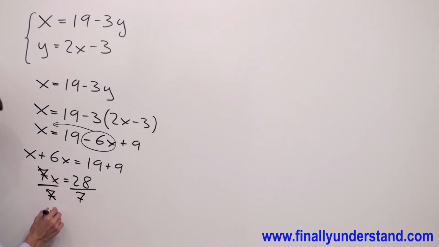7 and 7 will cancel out. x is equal to 4. Okay, so this is the value of x. Next, I'm supposed to find the value of y.